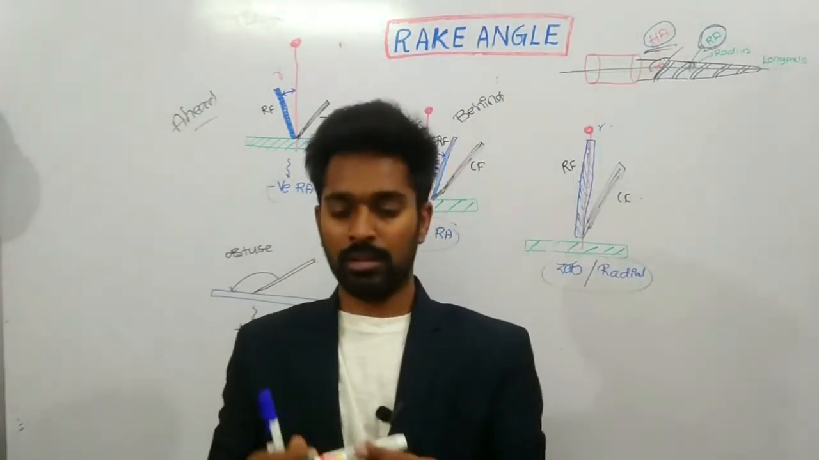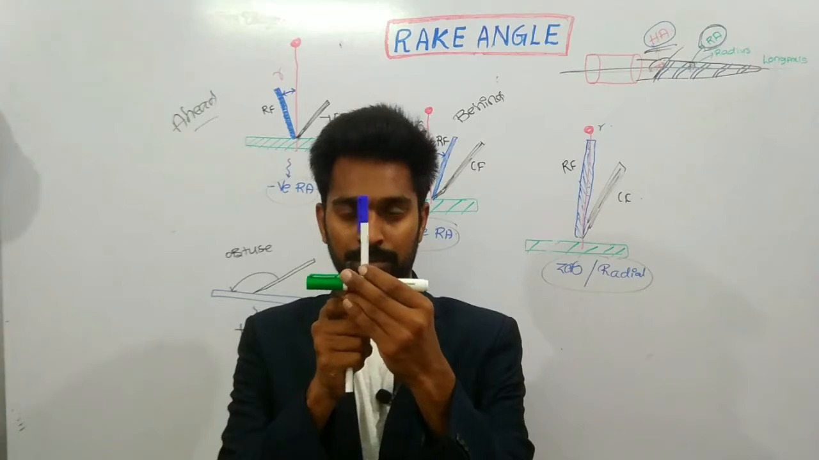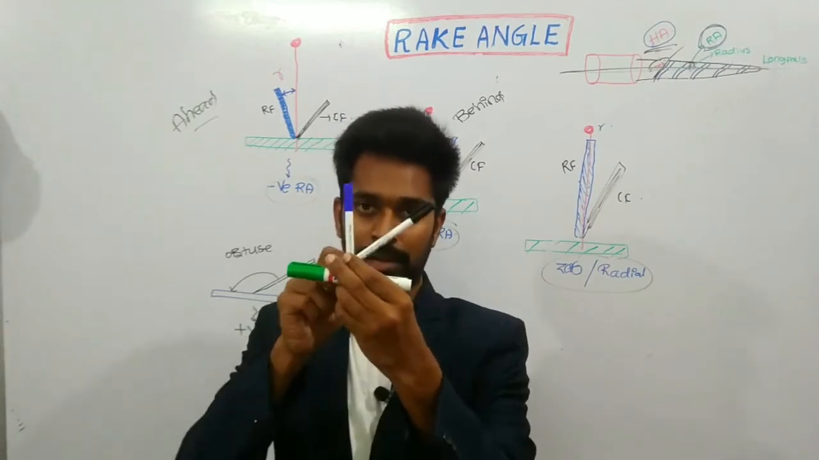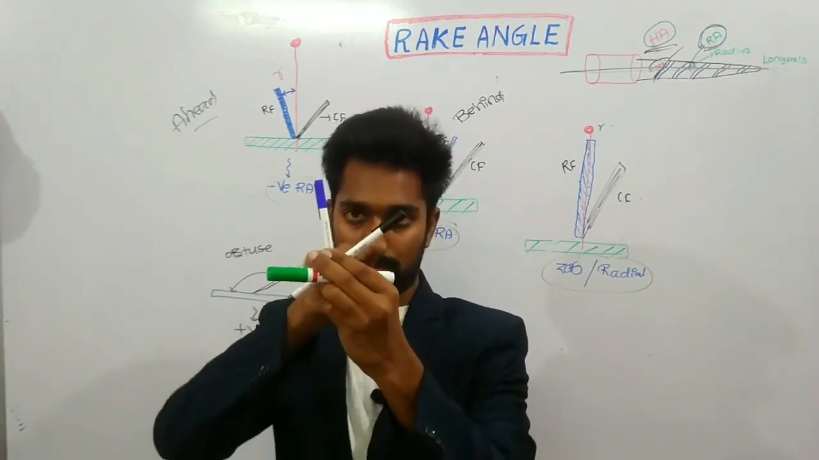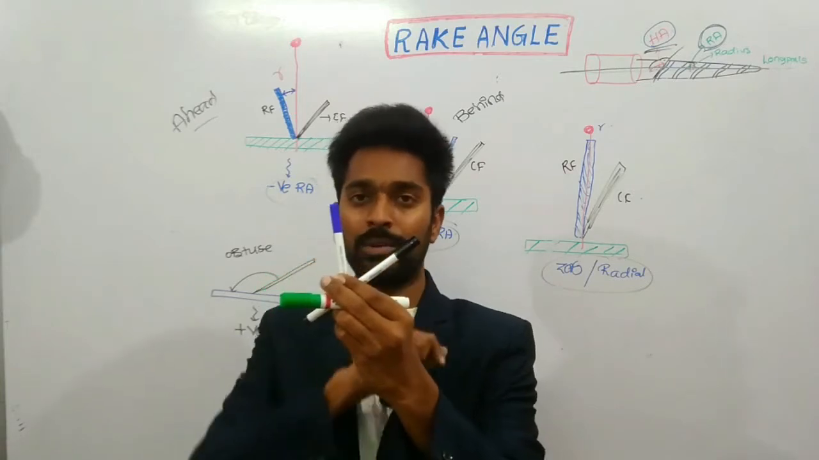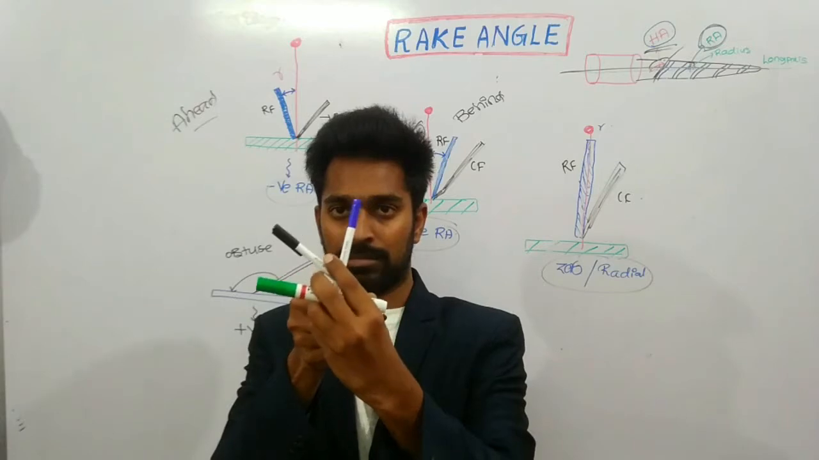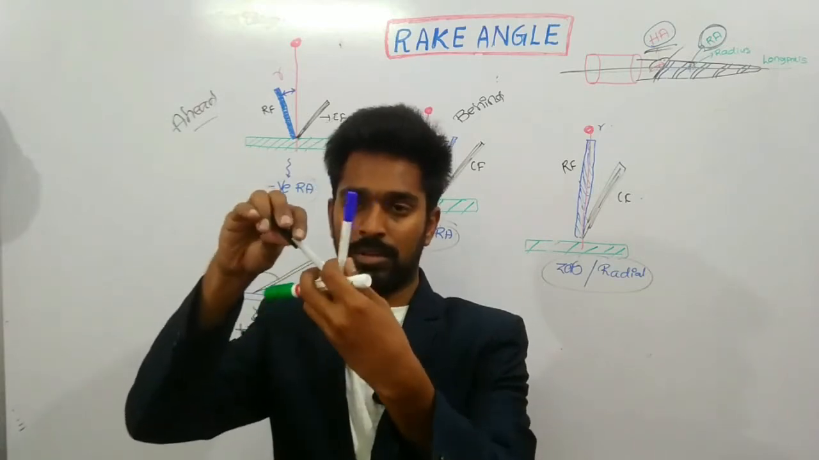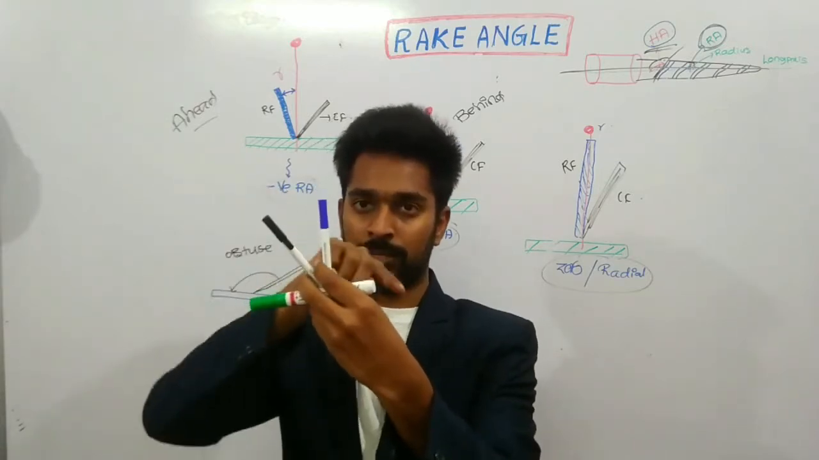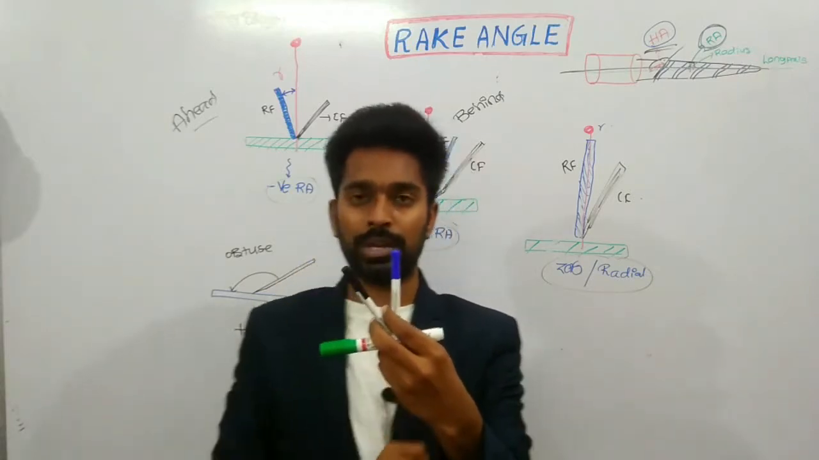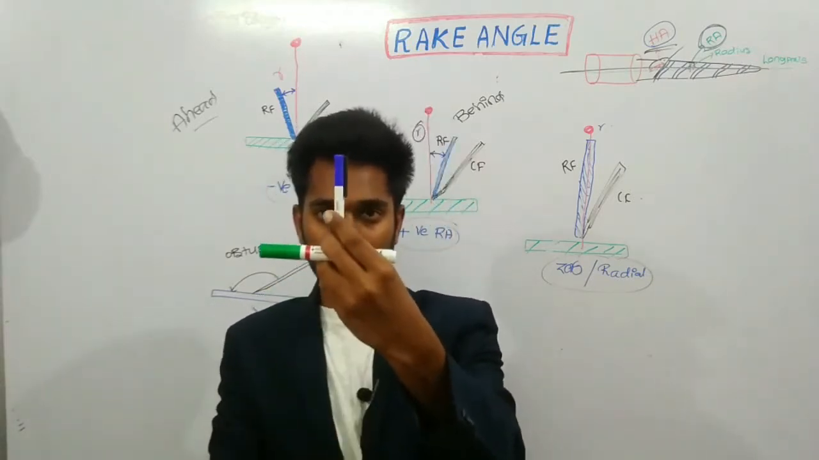See, this is your perpendicular, right? This blue color is perpendicular and this is an acute angle, right? So this is a negative rake angle. If it makes an obtuse angle like this, so this will become a positive rake angle and this is a zero rake angle.